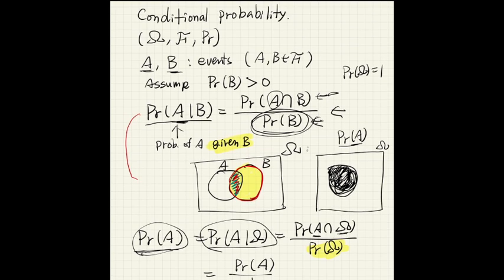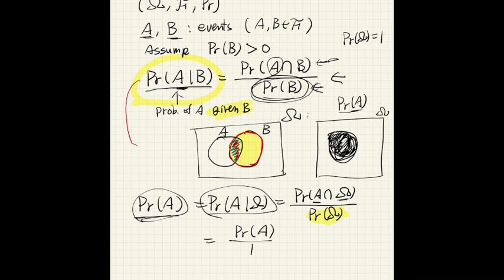And in this case, we kind of pretend that our universe is now restricted to B, inside B. So now pretend that our universe is inside B, then calculate the probability of A. So we do not care about this outside B. Okay, this region of A, we don't care when we calculate this conditional probability.